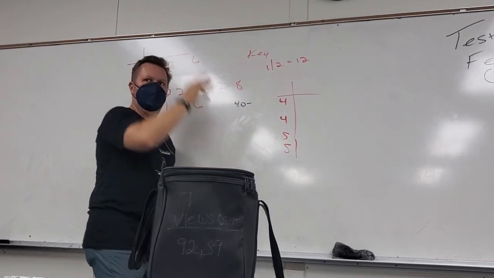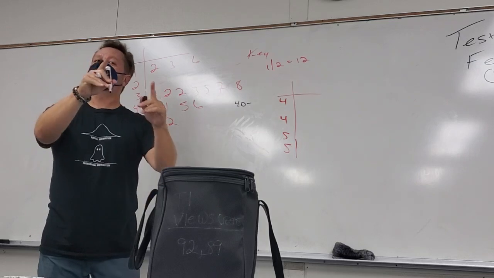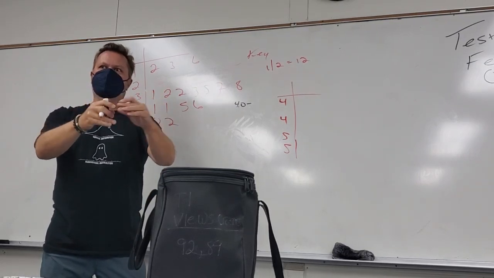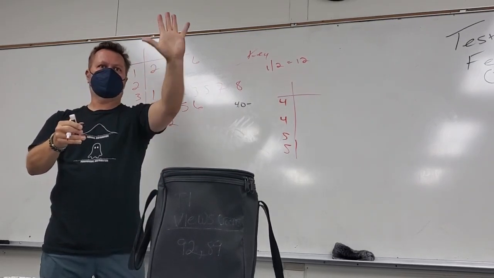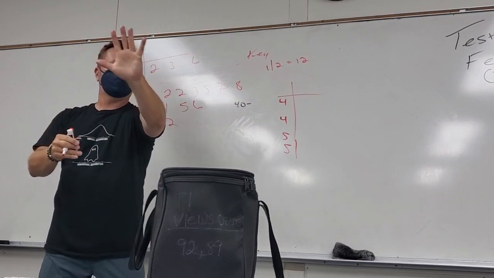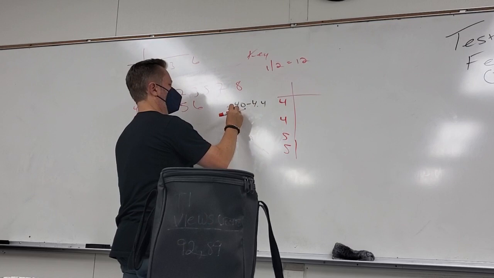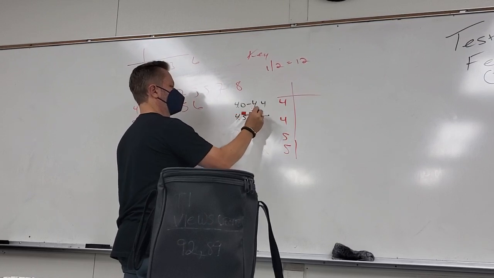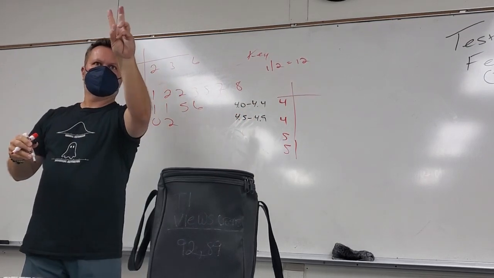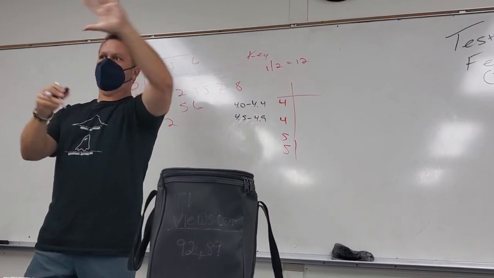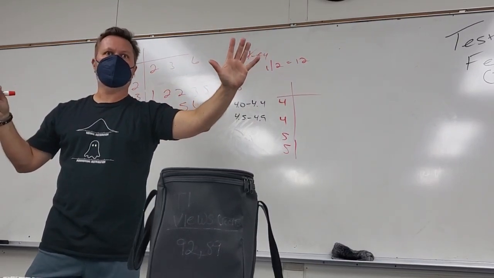4.0 up to 4.4. Right? 0, 1, 2, 3, 4. So there would be 5 things that can go there. What would this one mean? 4.5 to 4.9. 4.5, 4.6, 4.7, 4.8. So I cut it evenly. You guys kind of with me?